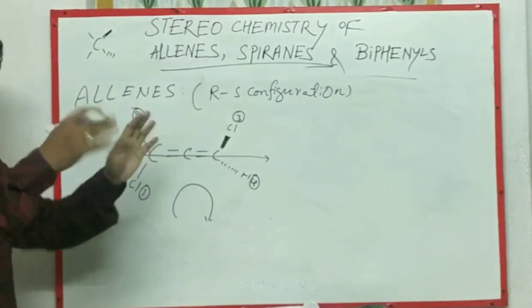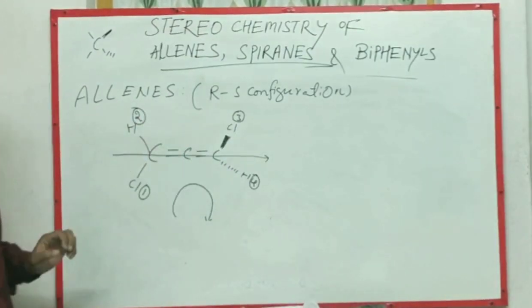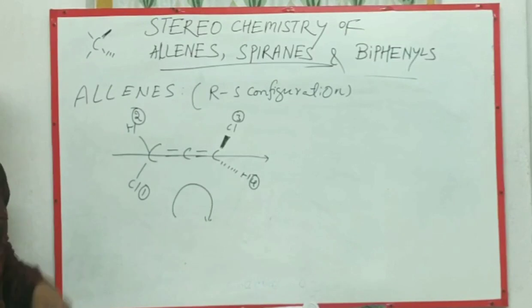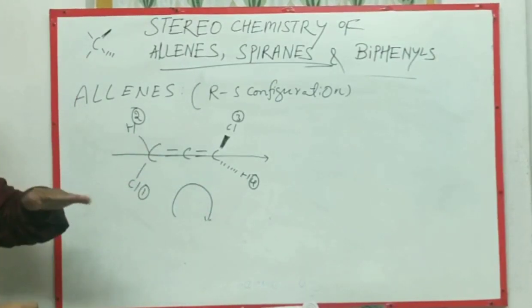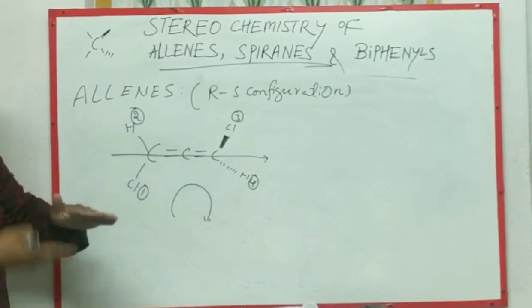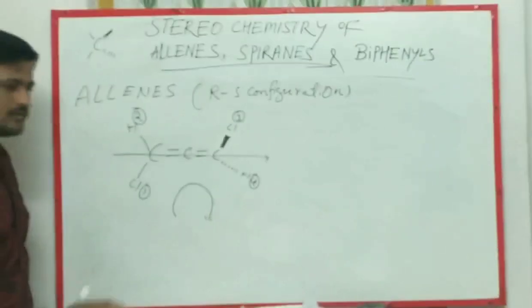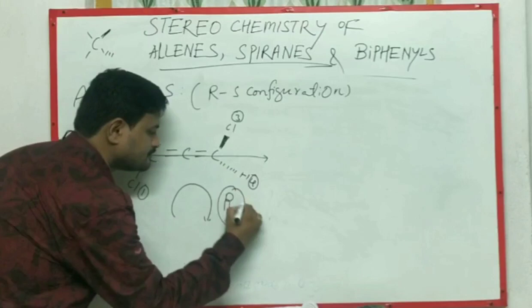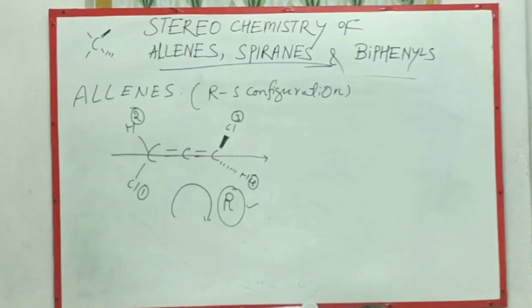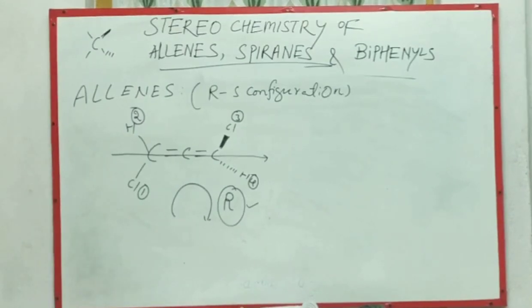All rules are the same for RS configuration. 1, 2, 3, clockwise direction. You can observe the fourth priority is below the plane. Fourth priority below the plane means no need for confusion. So here the clockwise direction configuration is R. Do you understand? RS configuration of allenes. How do we give the RS configuration of allenes? Clear? Okay.